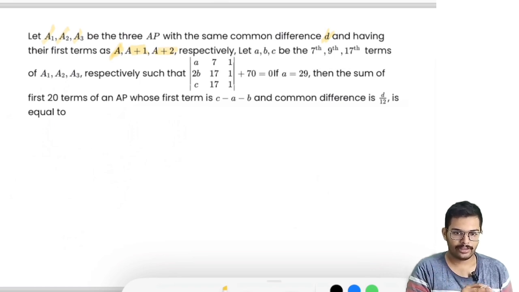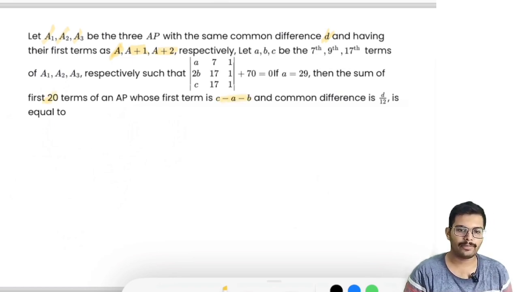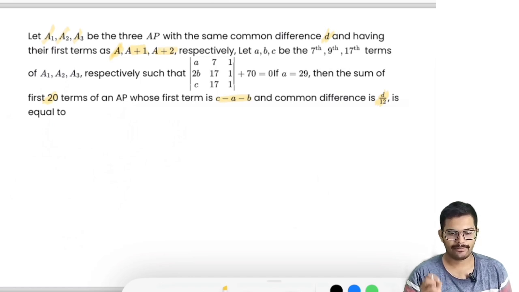For those two variables we require two equations. In order to form two equations, they have given us two different conditions. Now after finding these values, we need to find the sum of the first 20 terms of the new AP whose first term is c minus a minus b, having common difference 1 by 12.